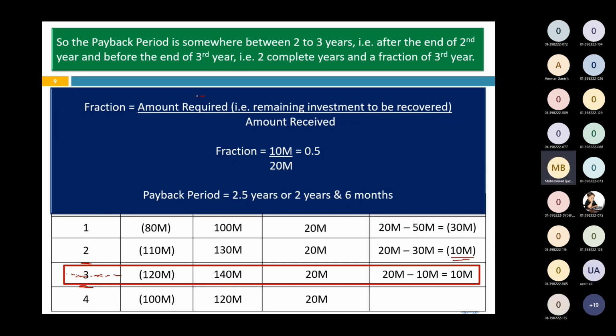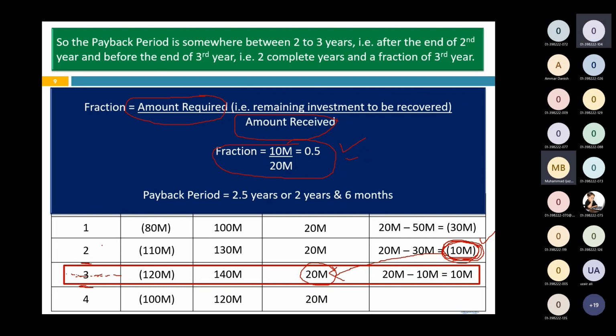Fraction, the amount that is required. In our case, the amount that was still there in my business, and I required 10 more million here to recover, correct? Any doubts? Out of this, we were able to recover 20 million. I was required to recover 10 million, but the amount that I actually received is 20 million. Isn't it? So 10 divided by 20 million, I'm getting 0.5 as a fraction.